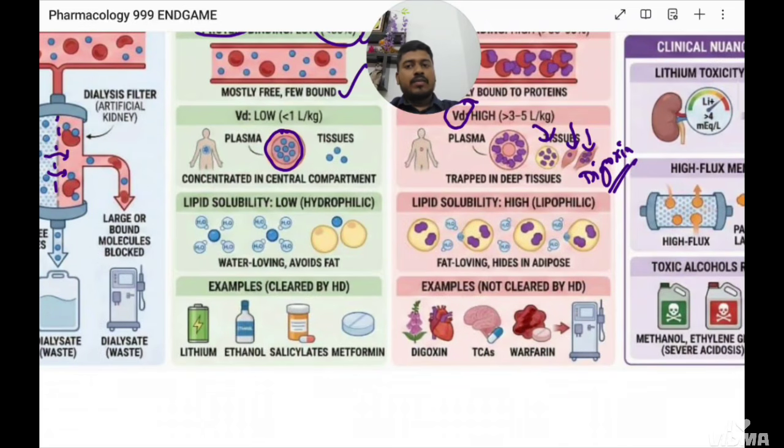Fourth is lipid solubility. If it is hydrophilic, it is mainly present in the blood and the extracellular fluid, which is again dialyzable. But if it is lipid soluble, it is trapped in the adipose tissue and in the other tissues, so hence it is not dialyzable. And some examples which you need to know.